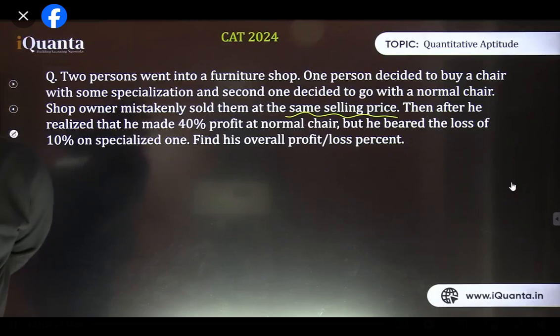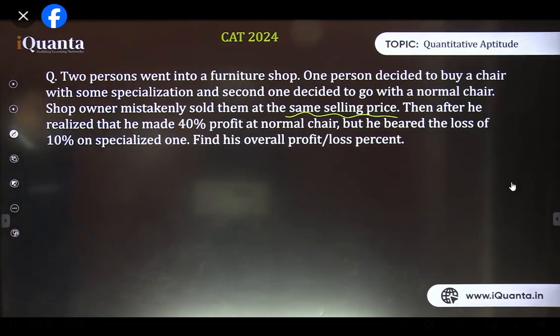Is that clear? 15% profit. This much time. Travels upstream takes this much time. Let me check.